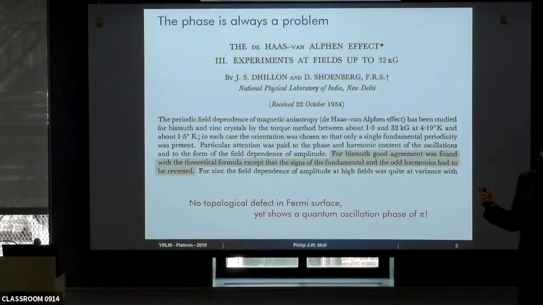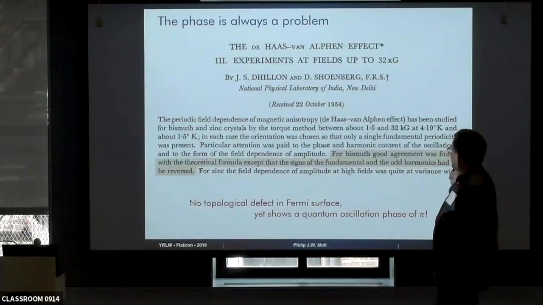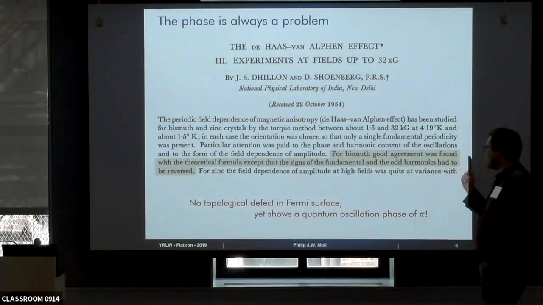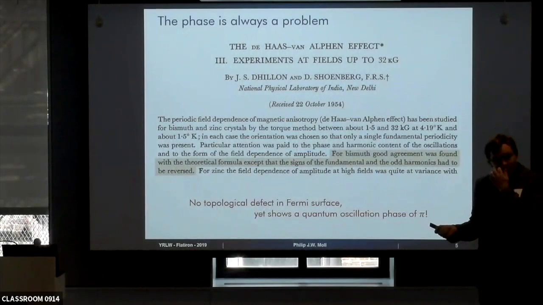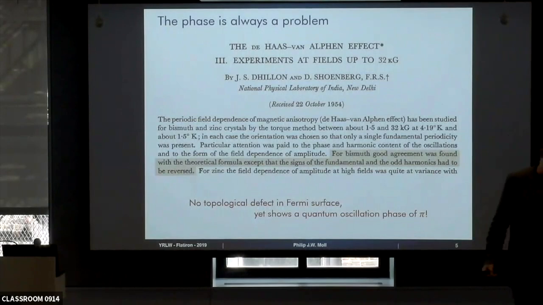So if you read the original work, what they found is that for bismuth, good agreement was found with a theoretical formula, except that the signs of the fundamentals and all odd harmonics had to be reversed. This was a time where theory and experiment really worked together quantitatively, in a sense that they actually cared. Nowadays, we would just say, oh, look, it oscillates. I want it to oscillate. It's done. Here, they didn't, right?